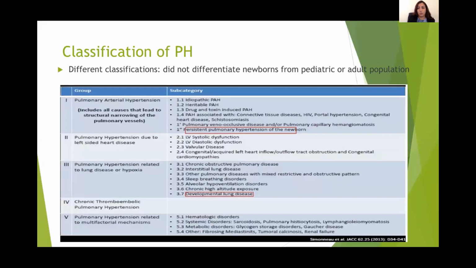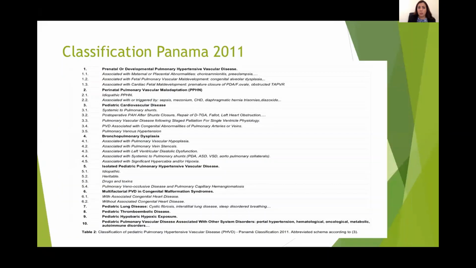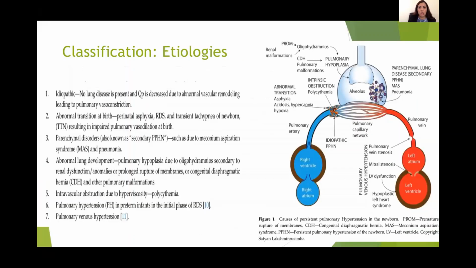It's very difficult to find a clear classification for pulmonary hypertension. This one includes adult and pediatric. As you can see, PPHN is only one small subcategory of group 1, and it is very complicated. The Panama 2011 classification tried to separate pediatric pulmonary hypertension from the newborn one, but it is still very complicated for neonatologists. So the best classification to be used is the etiology one.